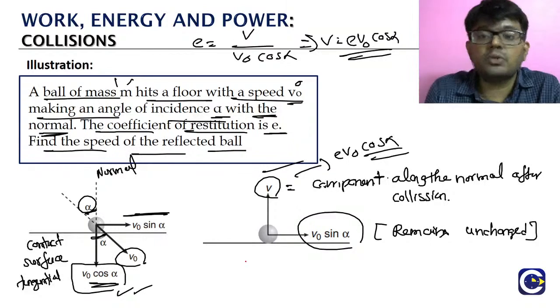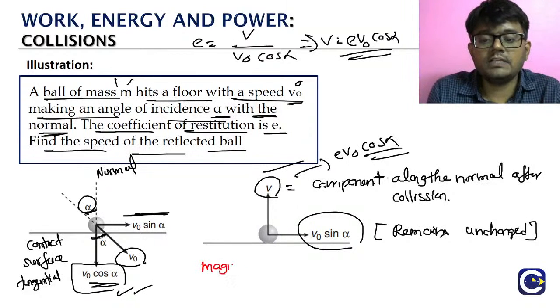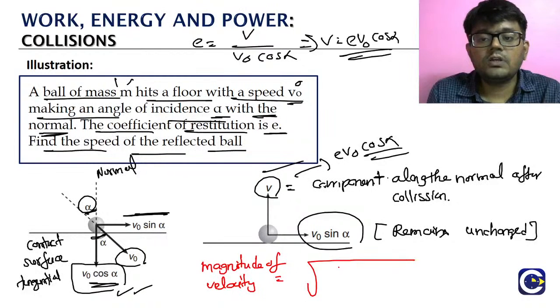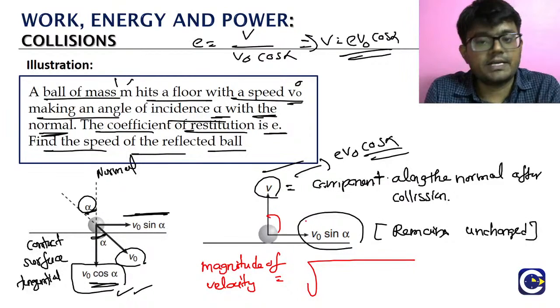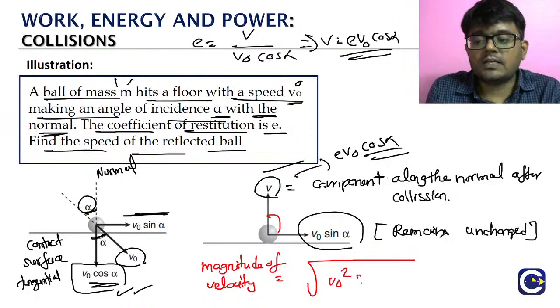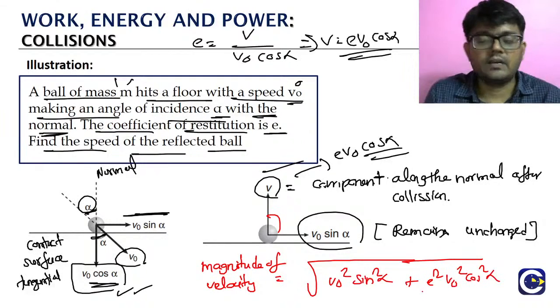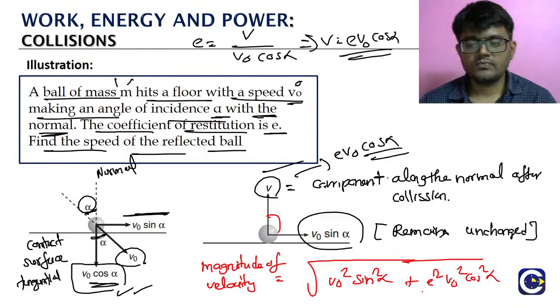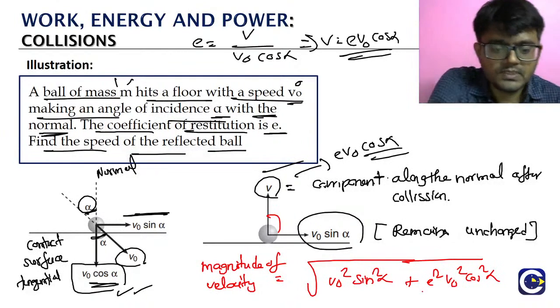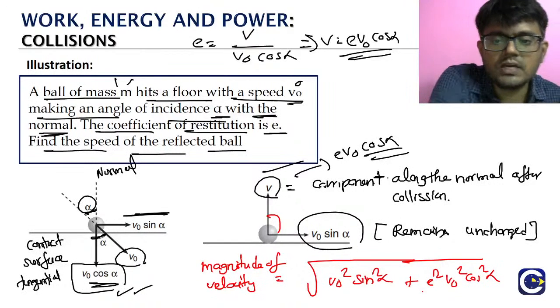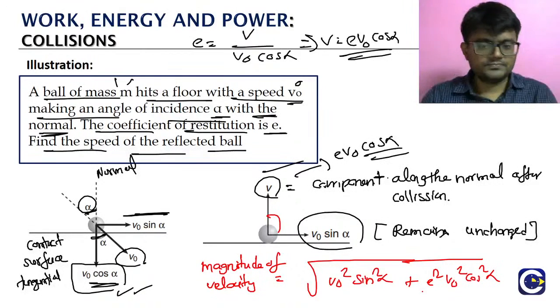Speed means magnitude, right? So what is the magnitude of the total velocity? Root of the sum of the squares of the perpendicular components, right? v0 square sin square alpha plus e square v0 square cos square alpha. That's it. So this is the speed of the reflected ball.